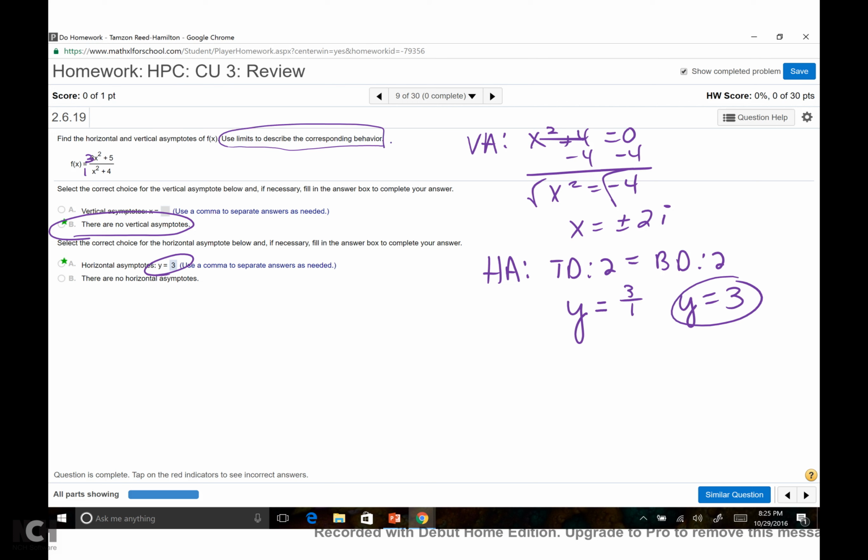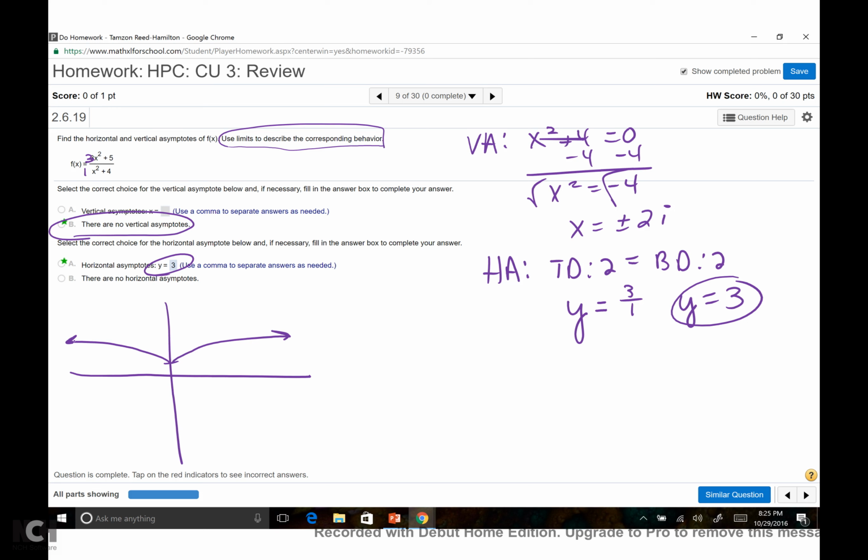Anyway, if you did, you would graph it. So I have 3x squared plus 5, and I apologize again, I should have had this done, divided by x squared plus 4, graph. So we have no vertical asymptotes, and let's see, looks like we're going up 1, and it does this.